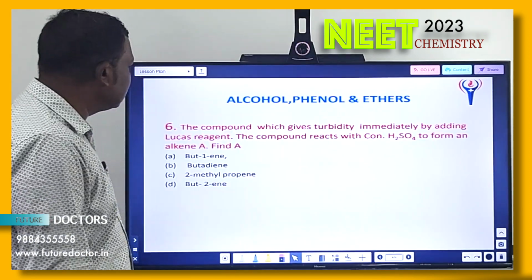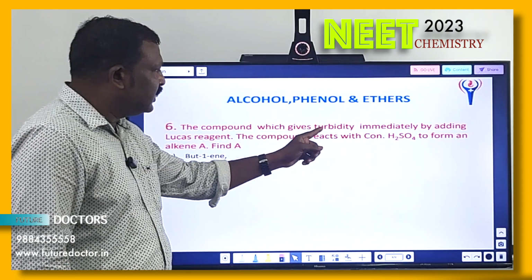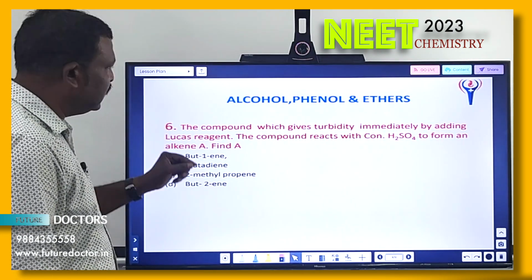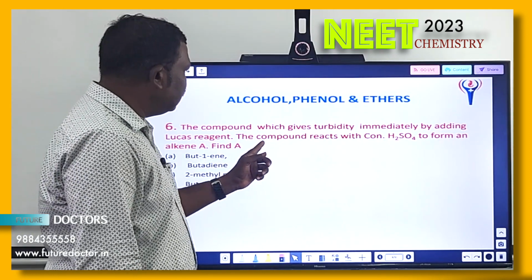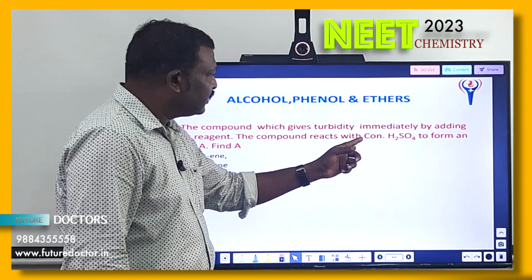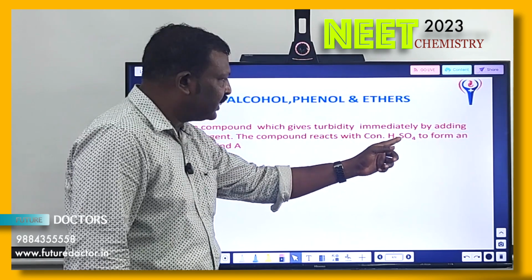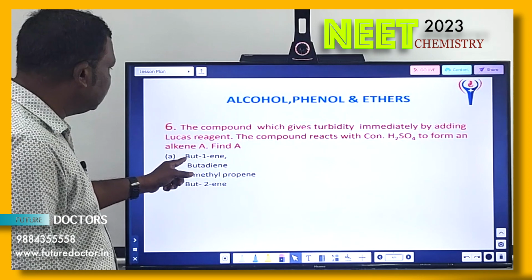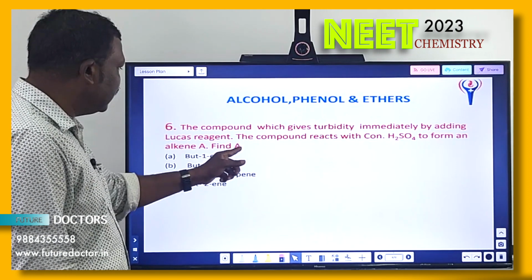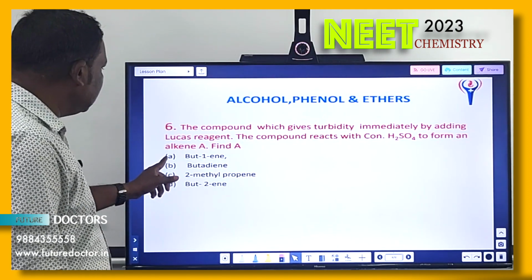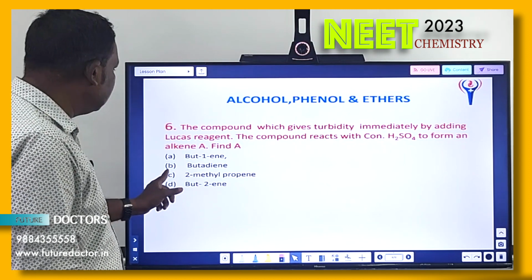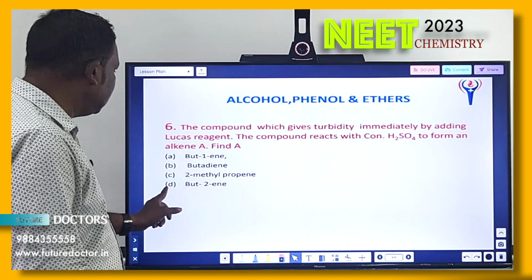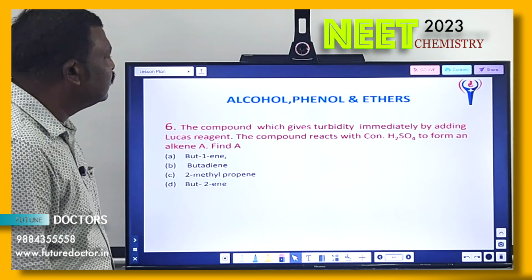Next one, sixth question. The compound which gives turbidity immediately on adding Lucas reagent reacts with concentrated sulfuric acid to form an alkene. That alkene only we have to find out, which I consider as A. So find A. Option A, butadiene. Option B, butadiene. Option C, 2-methylpropene. Option D, butadiene. Right.